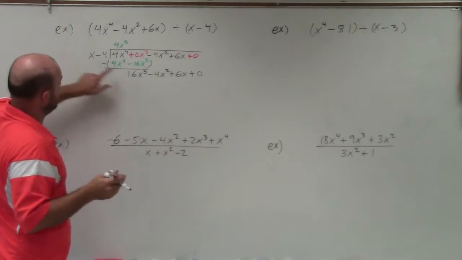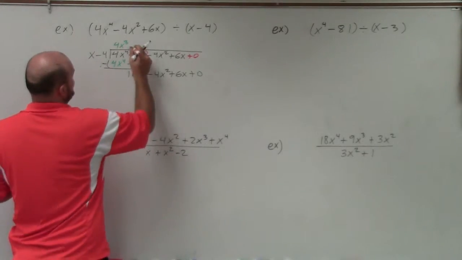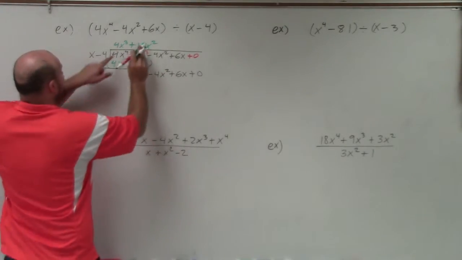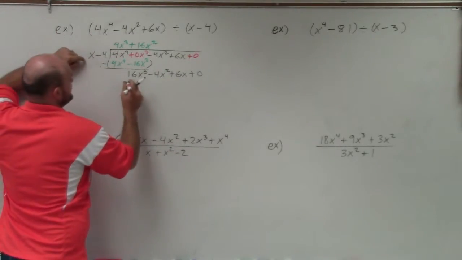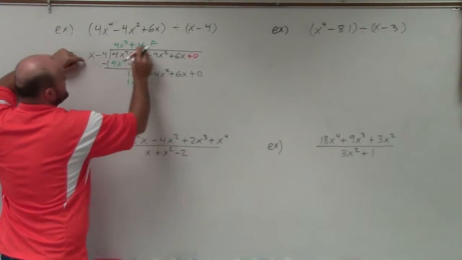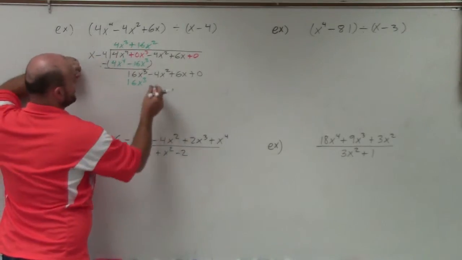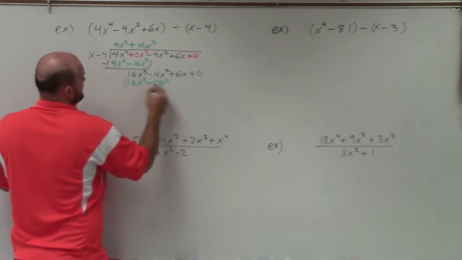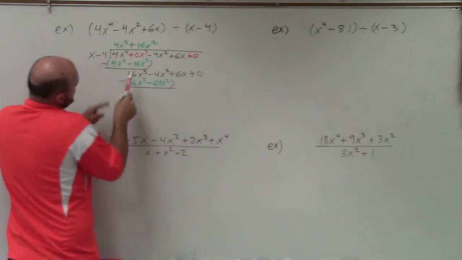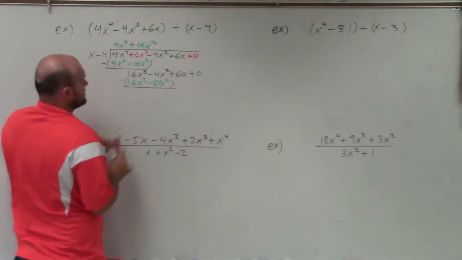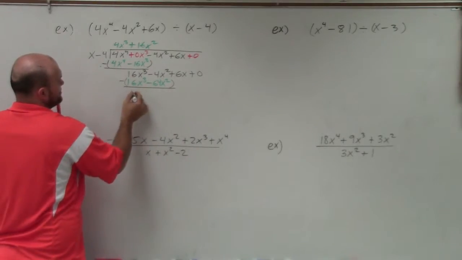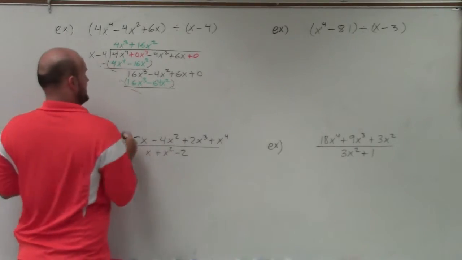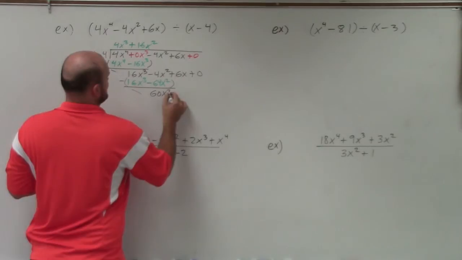Now again, we apply this again. X divides into 16x cubed. That's going to be a positive 16x squared. 16x squared times x is going to give me 16x cubed. And 16x squared times negative 4 is going to give me a negative 64x squared. Again, put them in parentheses and subtract, so subtract your whole rows. 16x cubed minus 16x cubed is just going to be 0. Negative 4x squared minus a negative 64x squared, again, double negative makes that positive, is going to give me 60x squared.